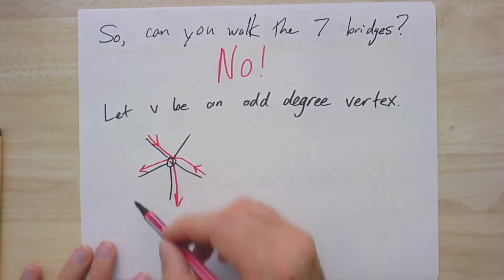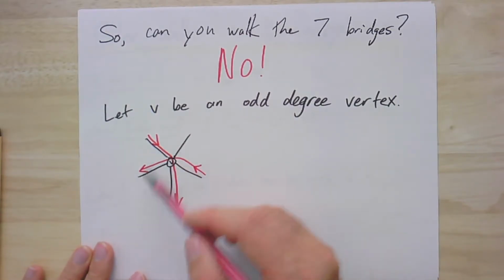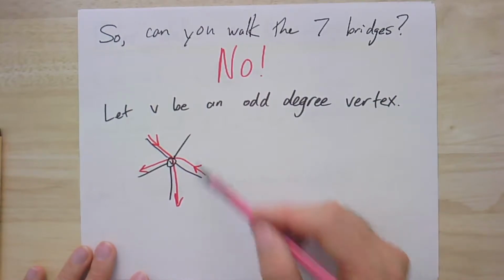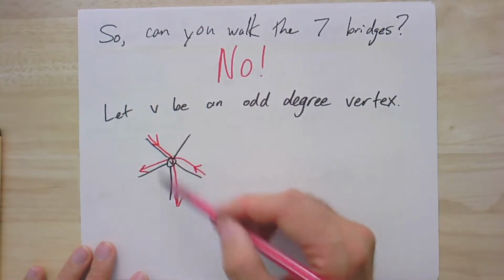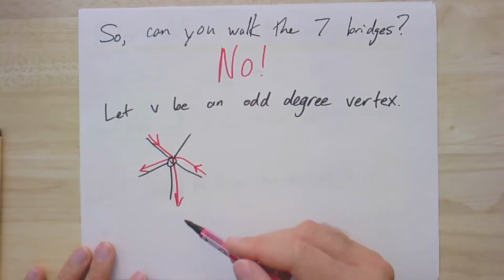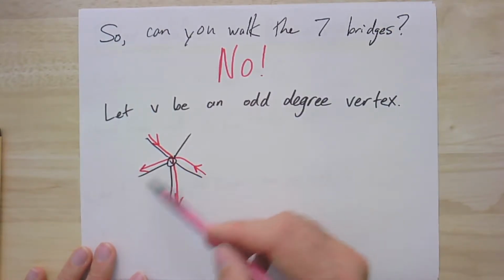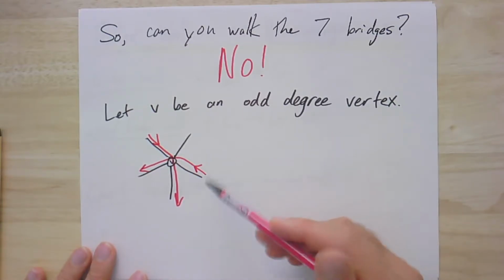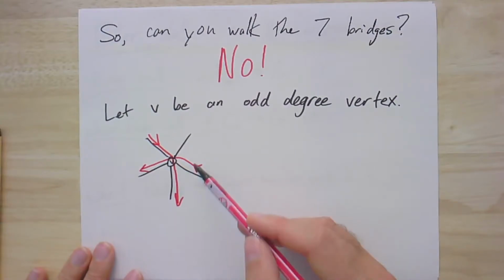Every time I enter and leave, I use up 2 of the edges. So the remaining edges, since I can only use edges once, the remaining edges stay odd, right? So if I think of it as actually deleting edges as I go, then entering and leaving an odd degree vertex leaves it with an odd degree. Similarly, if it had been even degree, it would stay even.